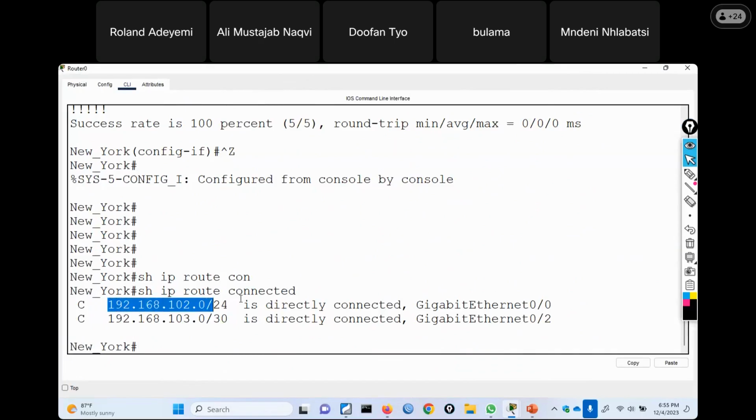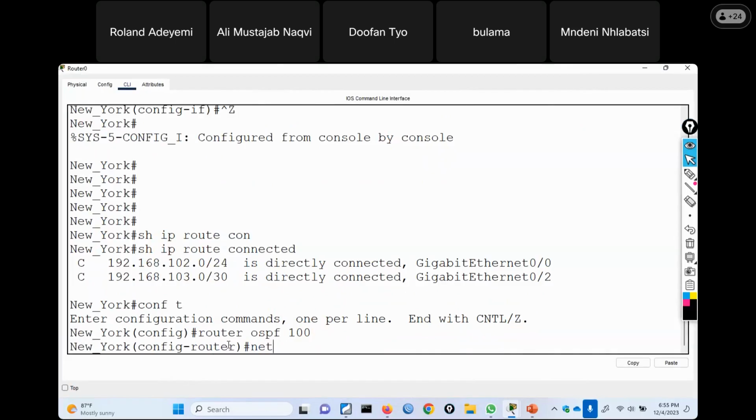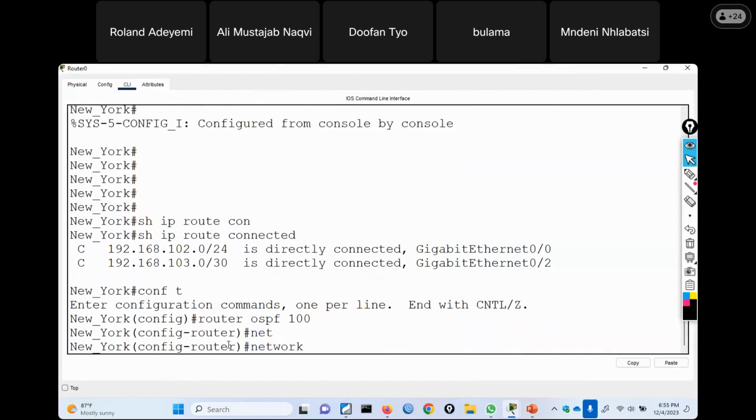This is my LAN on the New York router. This is a wide area network link on the New York router. I will do similar stuff. Go to global configuration mode. Router OSPF 100, network, all the networks that are directly connected on the New York router.